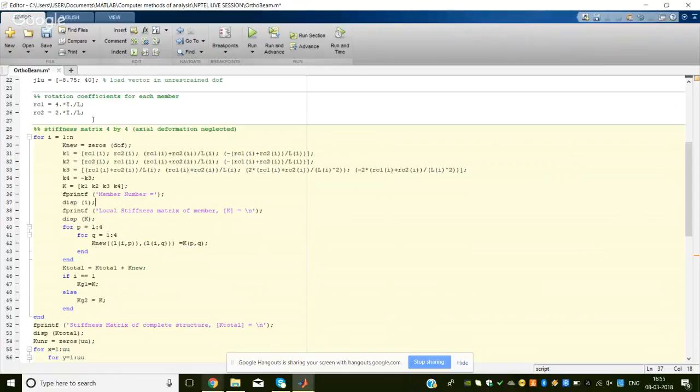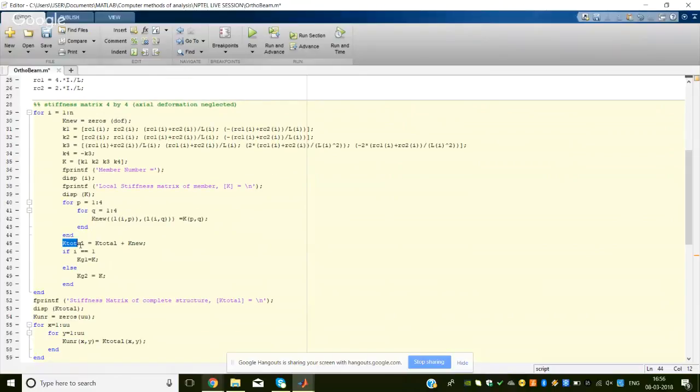So we are giving all these values in a for loop. So this loop will run from 1 to n. N is the number of members. So for the first member, first you'll be getting the local stiffness matrix. And this portion of the code is for mapping. Here we are mapping the local stiffness matrix into the global stiffness matrix corresponding to the global labels. Now we are getting the K total for the first member.